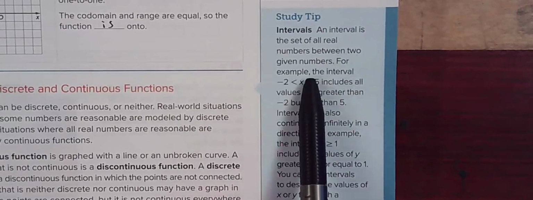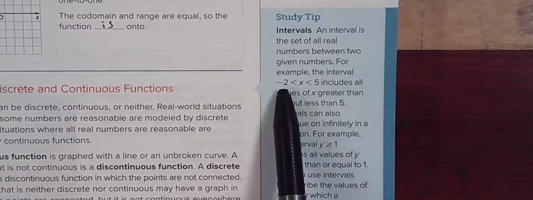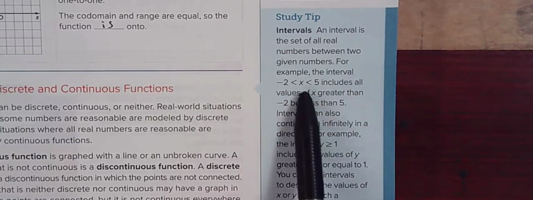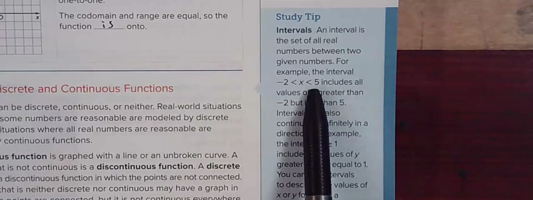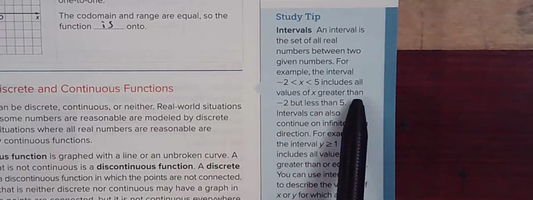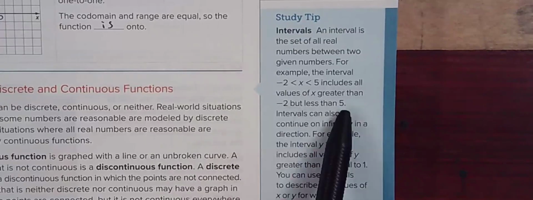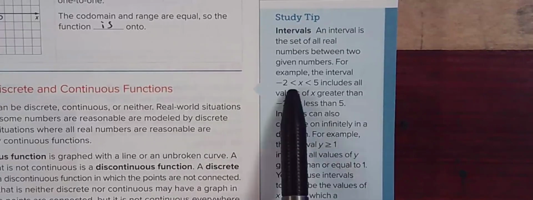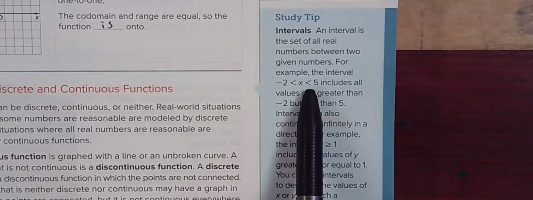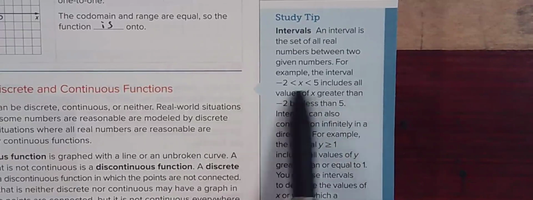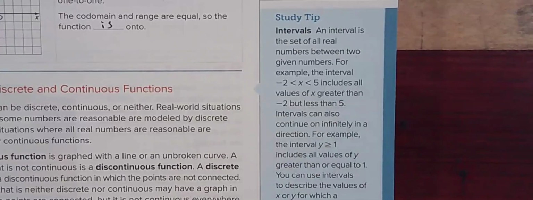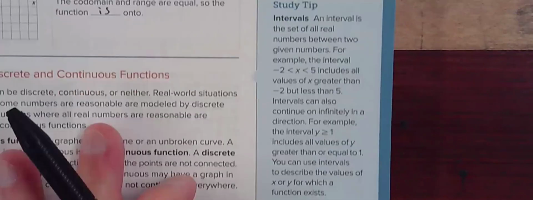For example, the interval -2 < x < 5 includes all the values of x that are between -2 and 5, greater than -2, but less than 5. Not equal to either of them because it doesn't have a line underneath the inequality symbol here, but it's between -2 and 5. Intervals can also continue on infinitely in a direction.